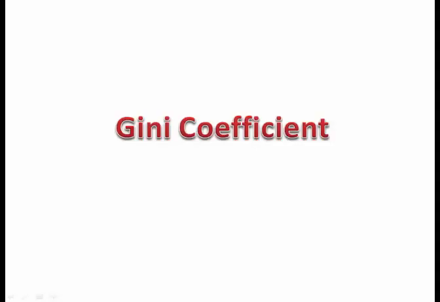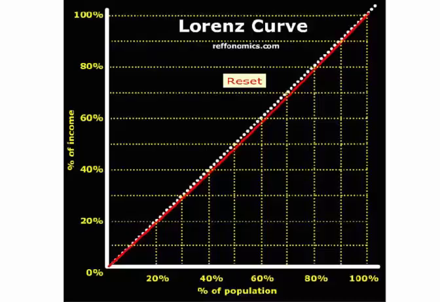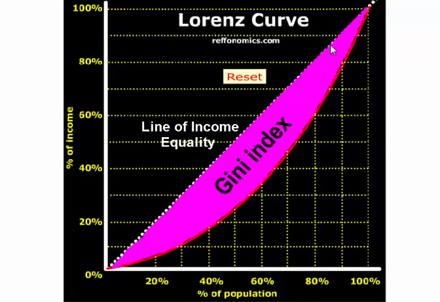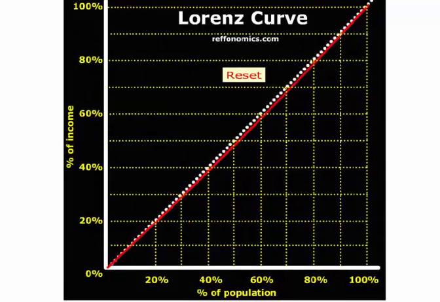Gini coefficient. The Gini coefficient is represented by the area above the Lorenz curve to the line of equal income. So from the line of perfect equality to the Lorenz curve, in between those two lines is the Gini index. To figure the Gini index coefficient, we will first look at the area of the triangle located on the graph above.